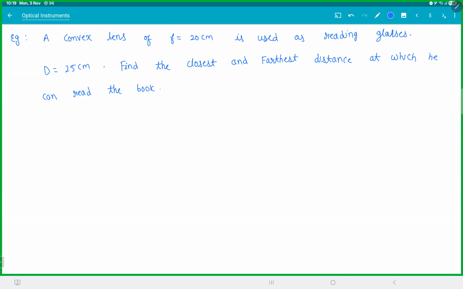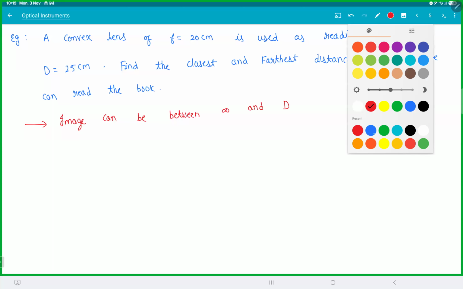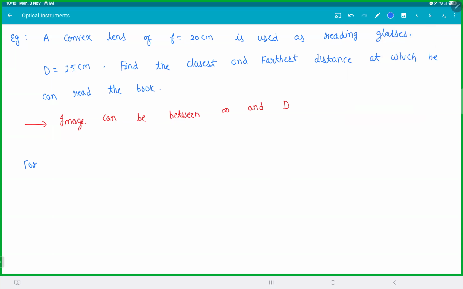That means this book is the object. The lens is there. So the image formed by the lens must be between infinity and capital D. Think like that. You are capable of looking at any image which is from infinity to capital D. Image can be between infinity and capital D. So using that as a logic, for the image to be at infinity, object should be at the focus.